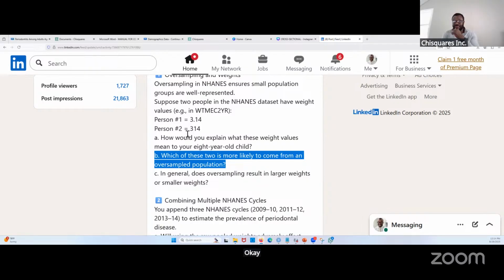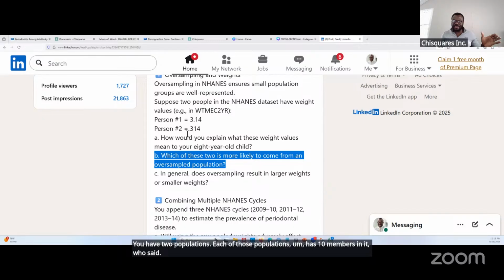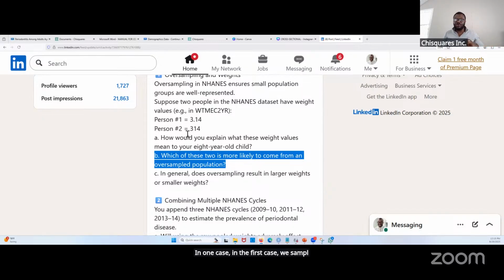Okay. So remember, we gave an analogy yesterday. We said, imagine you have 2 populations. Each of those populations has 10 members in it. We said, in the first case, we sampled all the people in population 1. So all 10 of them were sampled. And we agreed yesterday that since each person was sampled, they stand for themselves. So each person has a weight of 1.